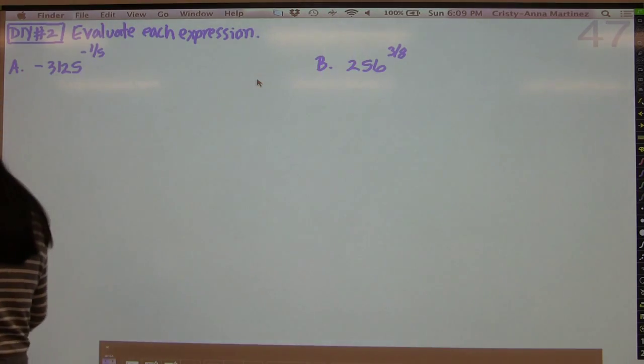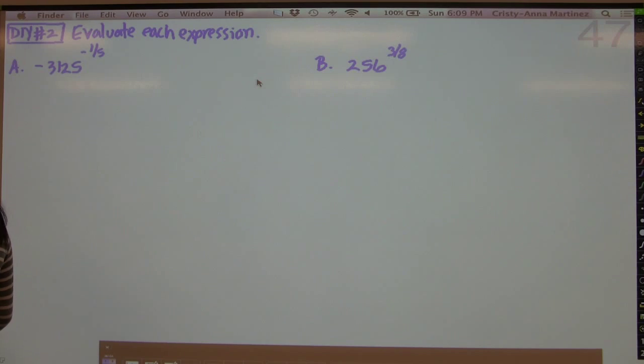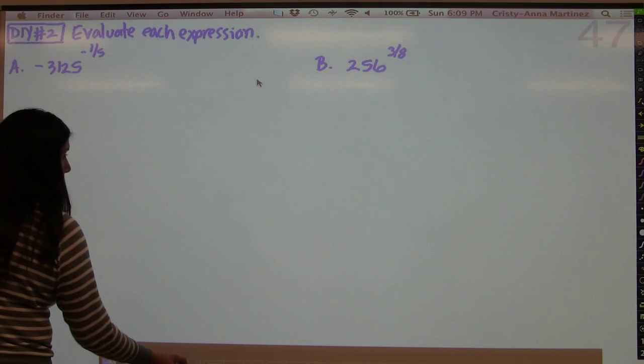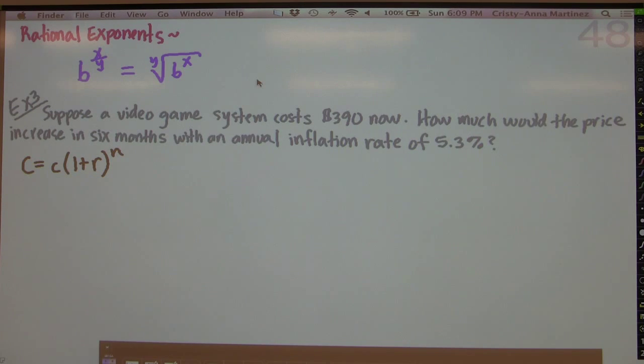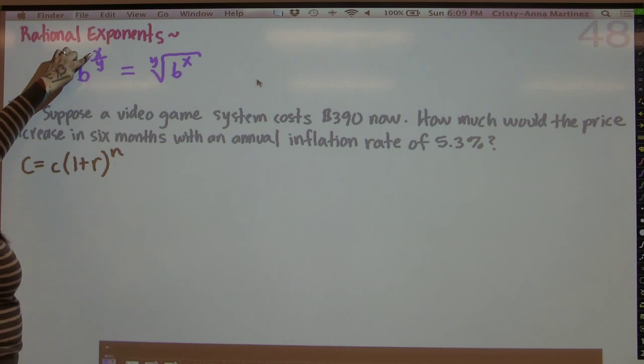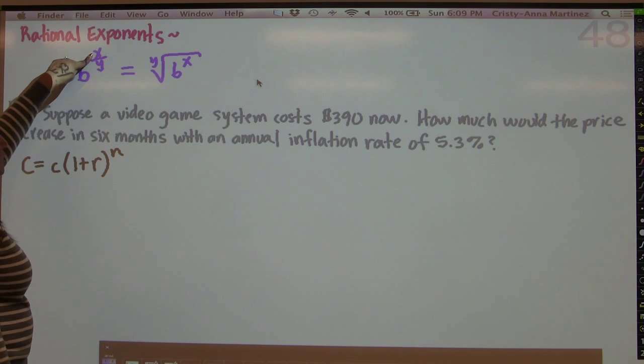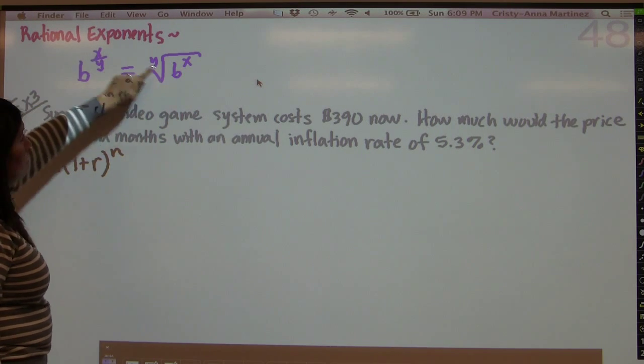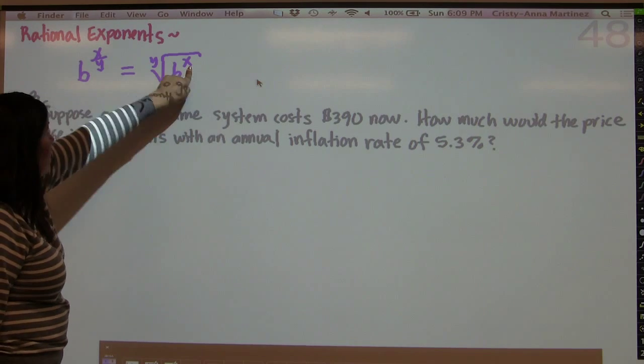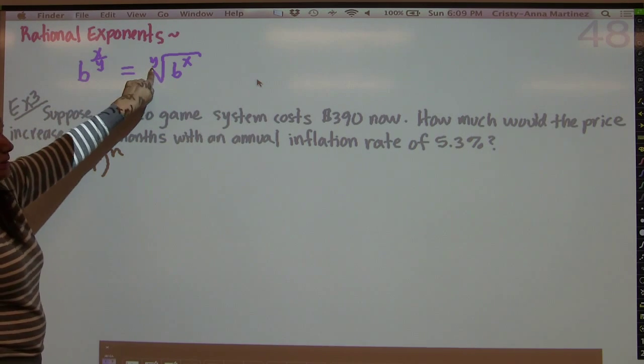So here's do-it-yourself number 2, and then we will go on to generalizing this. I said earlier that the top number was a 1, but it could be, like in part B, a different number. So just in general, the top number goes on the inside as the exponent, the bottom number goes as the index.